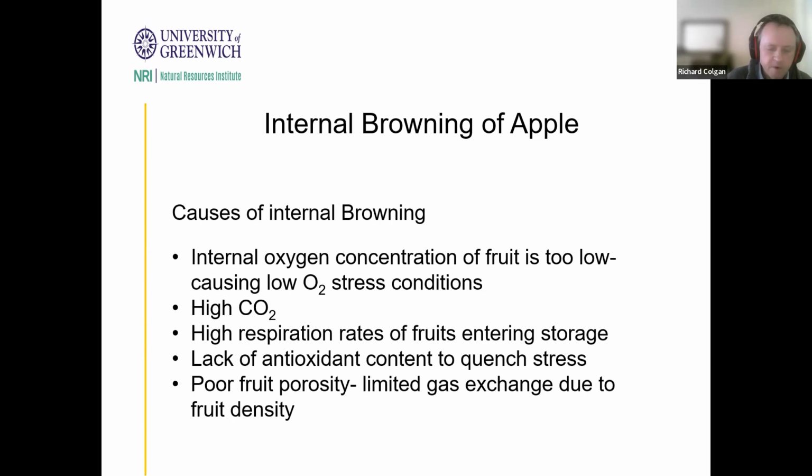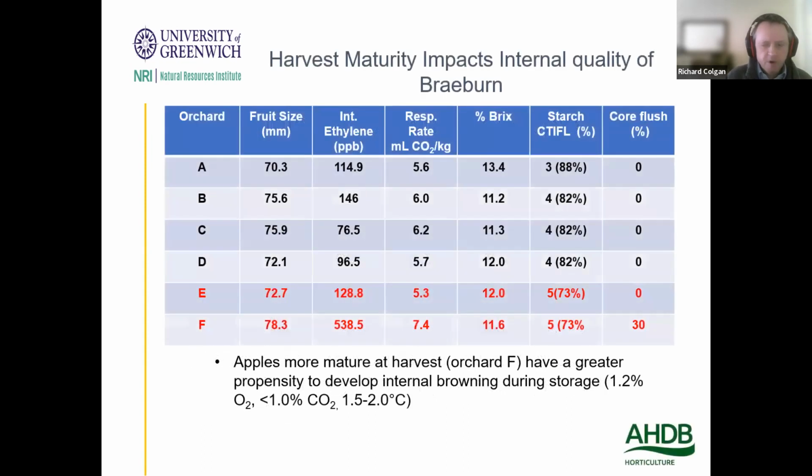That also is how the ability of the fruit to exchange gases, both CO2 and oxygen. And that is also related to a certain extent to fruit density. And these will also change with seasonal factors throughout the year. So this is some early work we did, AHD funded work.